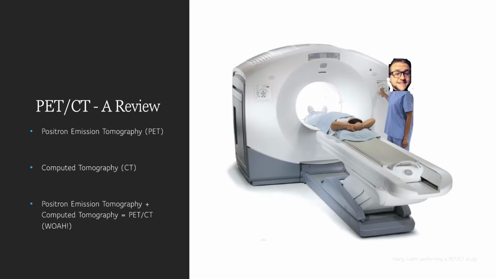Positron emission tomography, PET, uses radiopharmaceuticals to evaluate organ and tissue functions by identifying changes at a cellular level. Computed tomography, CT, uses X-rays taken from different angles to provide anatomical information. Put the two different scans together and you get the best of both worlds.